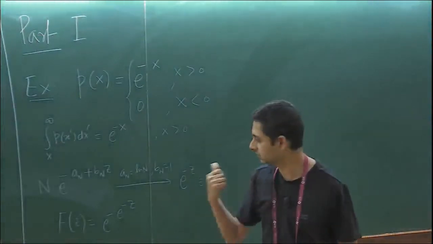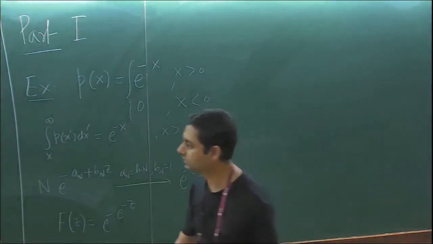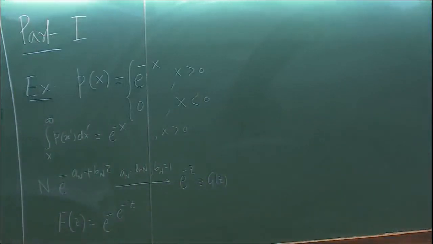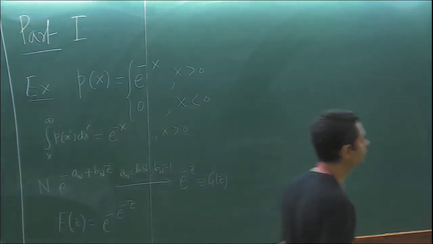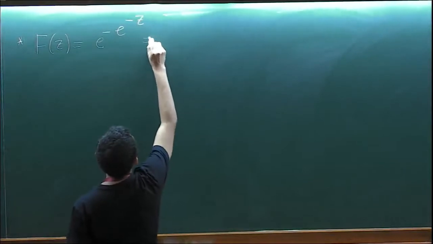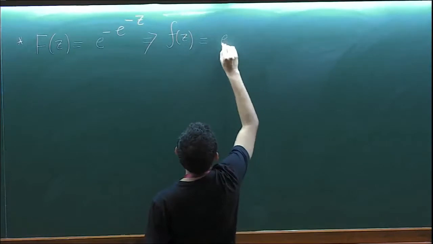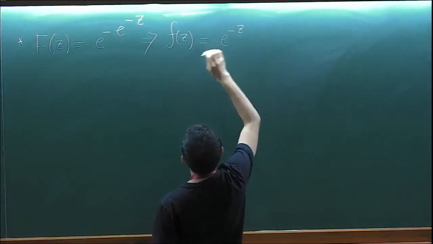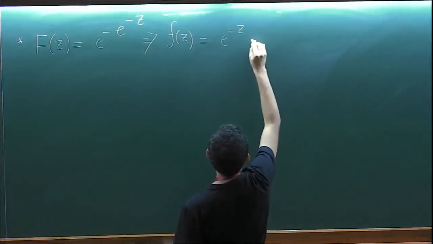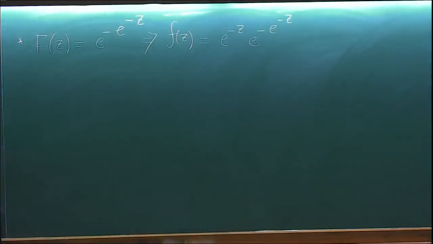This is the cumulative distribution of the scaled variable. I can also look at the probability density function, which will be just the derivative of this object. So this will give me f of z is exponential of minus z, first this factor and then the derivative of this one, exponential of minus z. So this is one function.